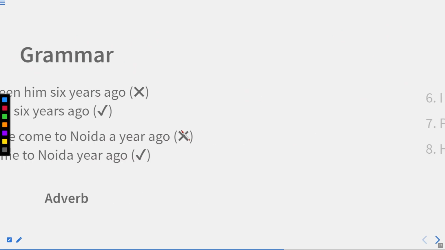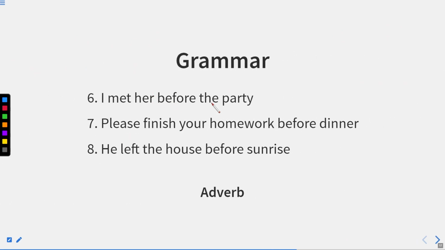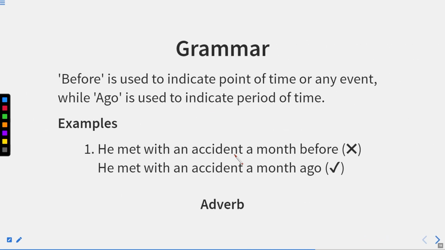Now let us move to the next one. I met her before the party. So before the party, I met her. So this happened before this happened. Please finish your homework before dinner. So this should be done before this. He left the house before sunrise. So before shows the time or the action that took place before something or prior to something. Now let us move to the next one.